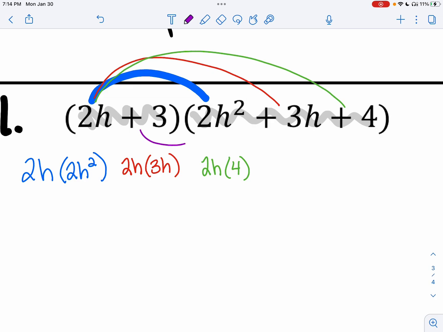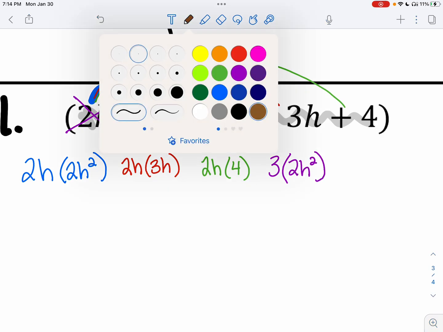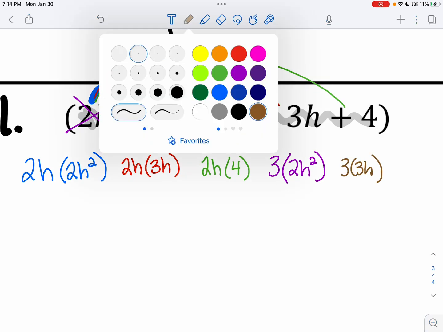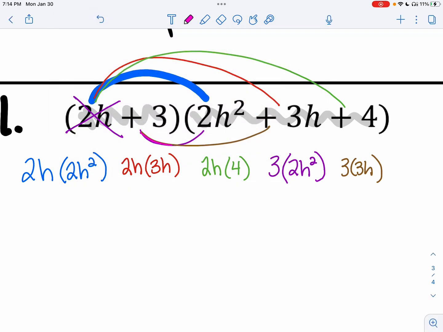And then the 3 goes to the 2h. So we go back to the first parenthesis. We completed the 2h. So we go this 3 to this 2h squared. Then we go from this 3 to this 3h. And then we have one more. The 3 also has to go to, I'm trying to find another color, that 4.